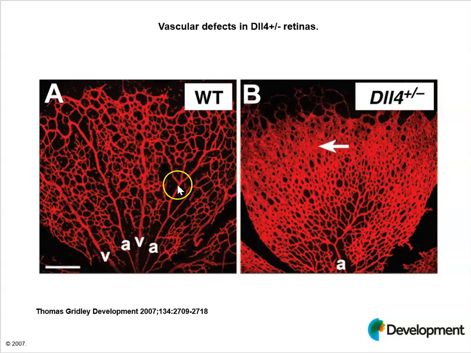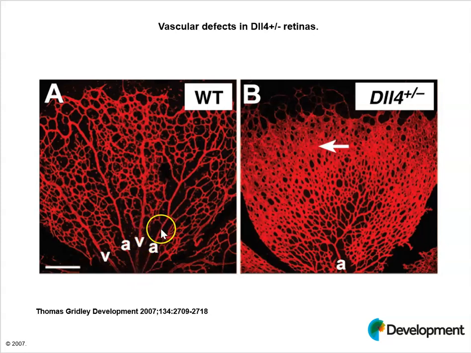So this is a normal situation. You get a normal branching pattern, normal vascular density, with lower levels of Delta-like ligand 4. Basically, loads of cells are deciding to become tip cells, and that creates a really dense vascular network which is highly inefficient. Look at this in terms of veins and arteries.